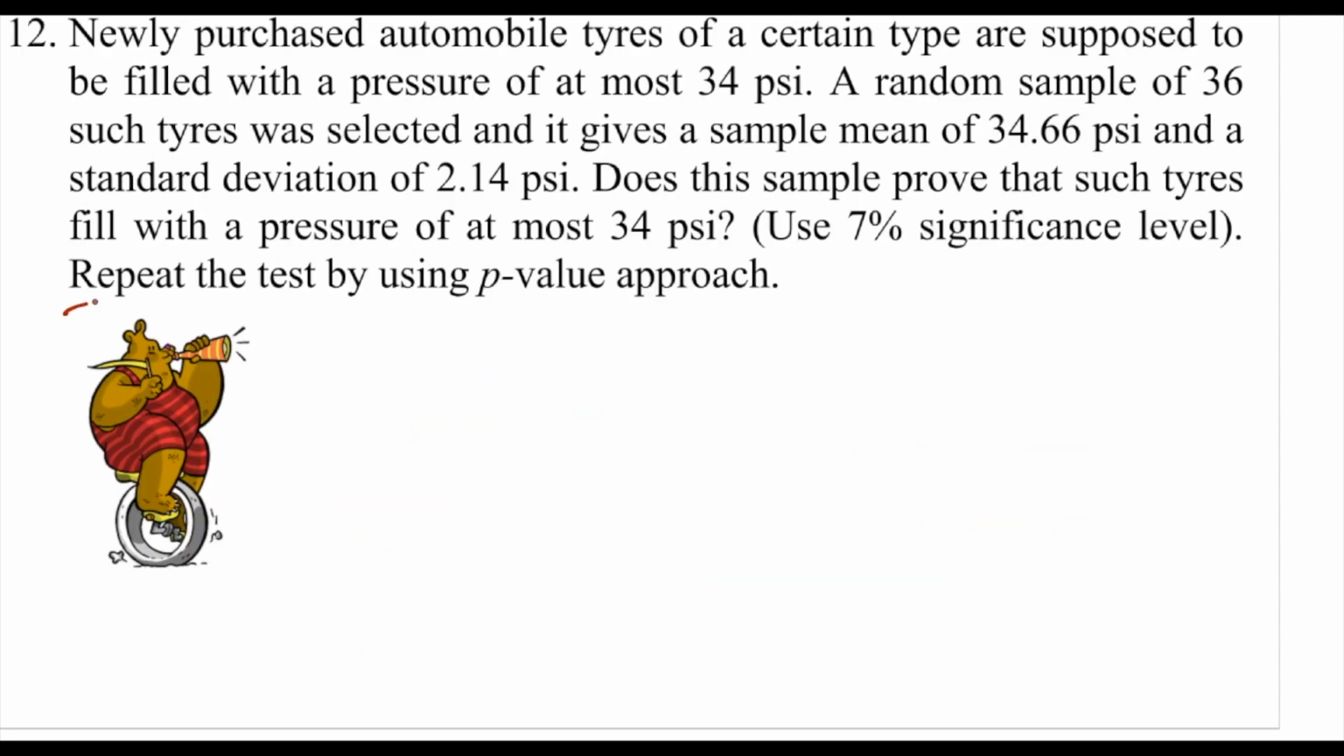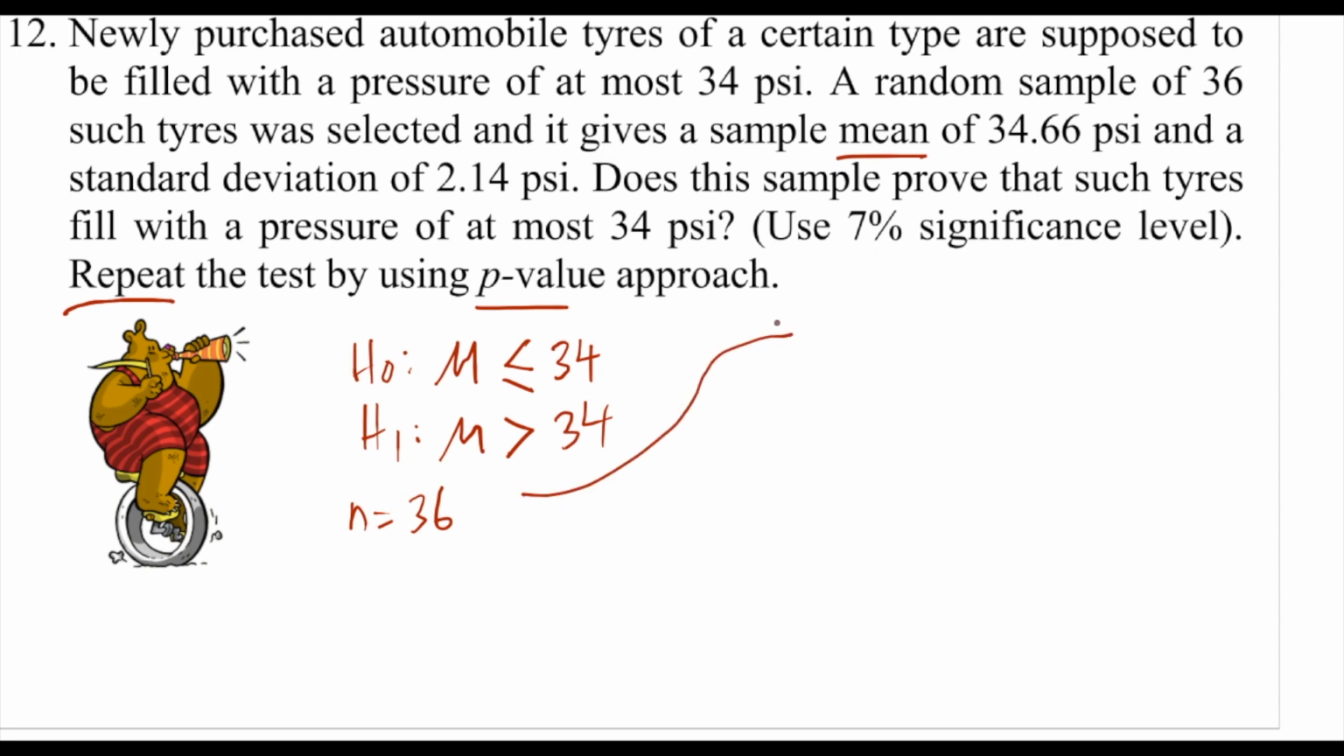So this question also asks us to repeat by using the p-value method. So you'll be using the traditional method and then repeat using the p-value approach. So the word mean is here. That's our clue. Now an alternative test for the mu. And the claim is it is at most 34. So at most would be less or equals to 34. And the alternative would be greater than 34. Random sample of 36. So this would definitely be a normal distribution question. So you would calculate the test statistics. Sample mean is 34.66 and sample standard deviation is 2.14.